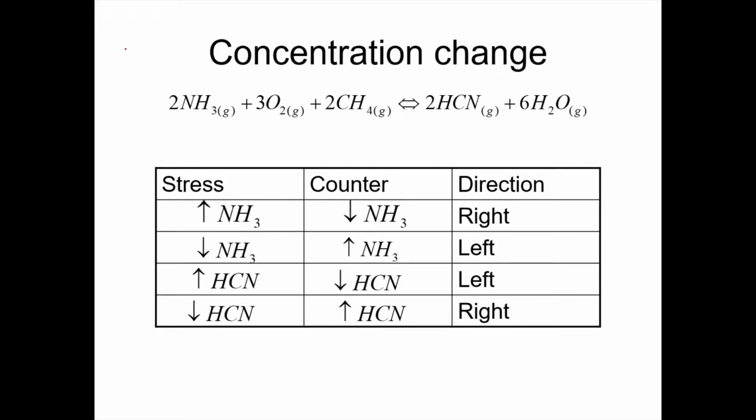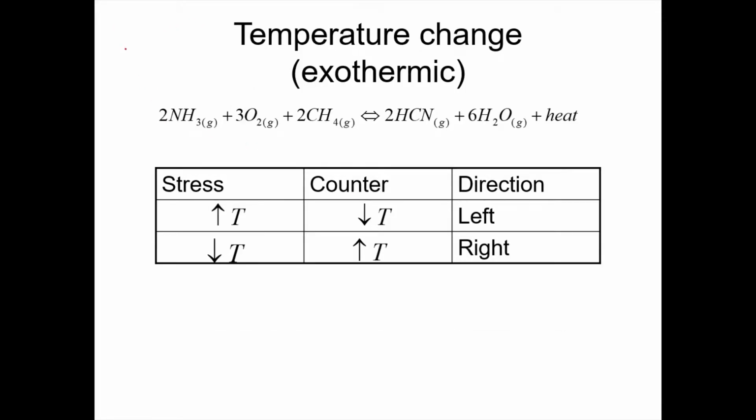Let's do the second one, and the second one's going to take 2 slides because there are 2 situations. All right, so what happens when there's a temperature change? Well, it really depends on whether a reaction is exothermic or endothermic. Here we're going to do exothermic first. You'll recall from chapter 16 that when a chemical reaction is exothermic, it's like having heat as a product. So heat is going to count as a product.